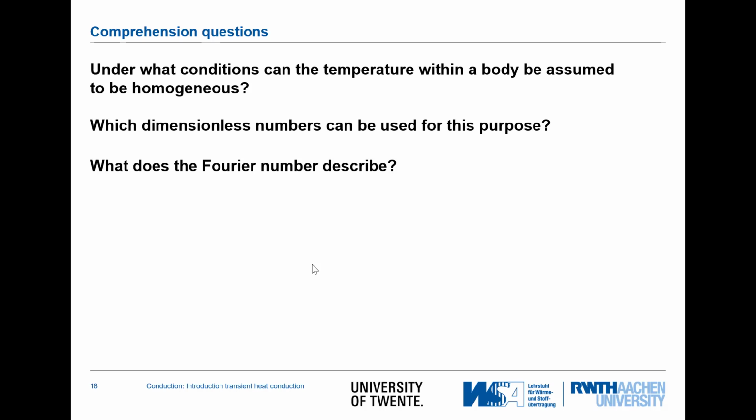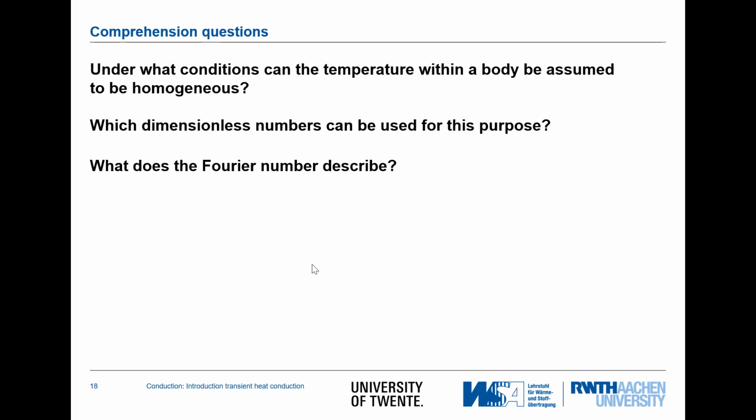A few questions again. So first of all, under what conditions can the temperature within a body be assumed to be homogeneous? This is the case if the Biot number is small, which means that the thermal resistance inside the body is much smaller than the thermal resistance on the outside, and this will lead to a nearly homogeneous temperature profile. I'd like to refer you to the topic of fins, where we had the same issue already. Then, which dimensionless number can be used for this purpose? That's, of course, the Biot number.